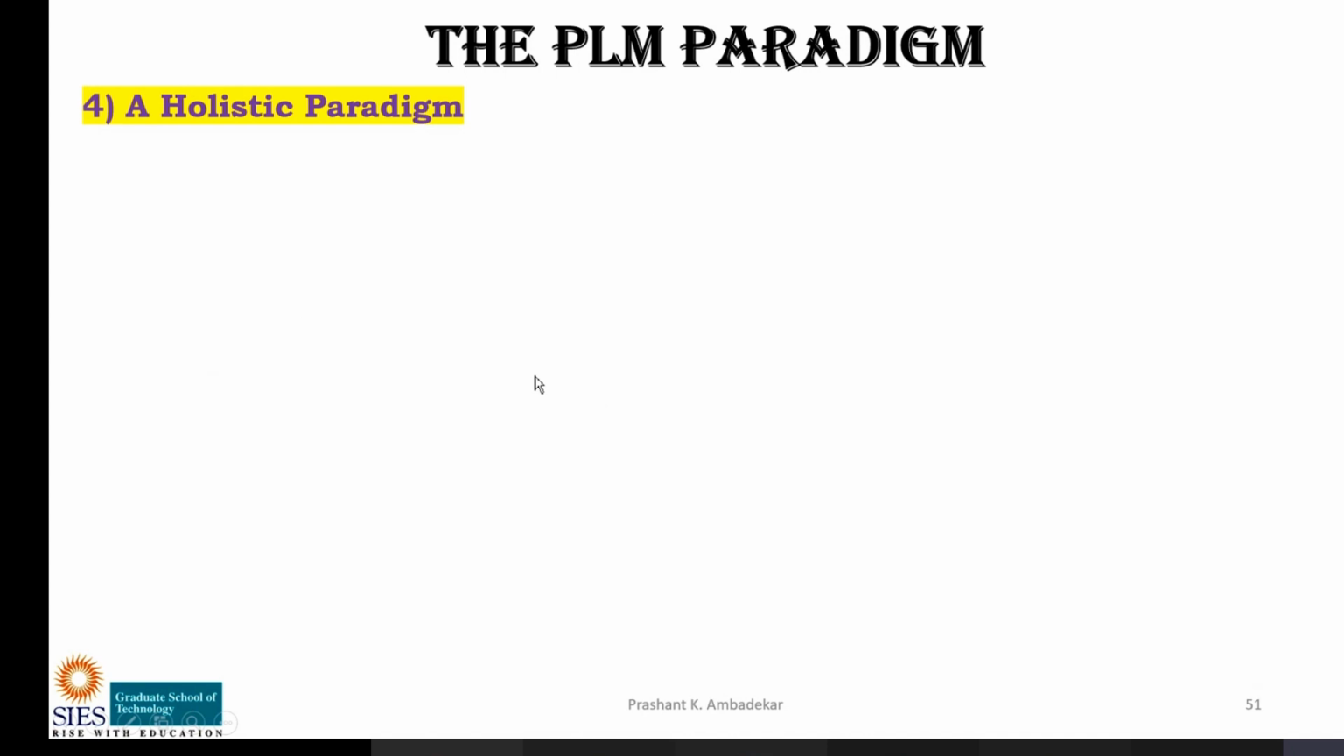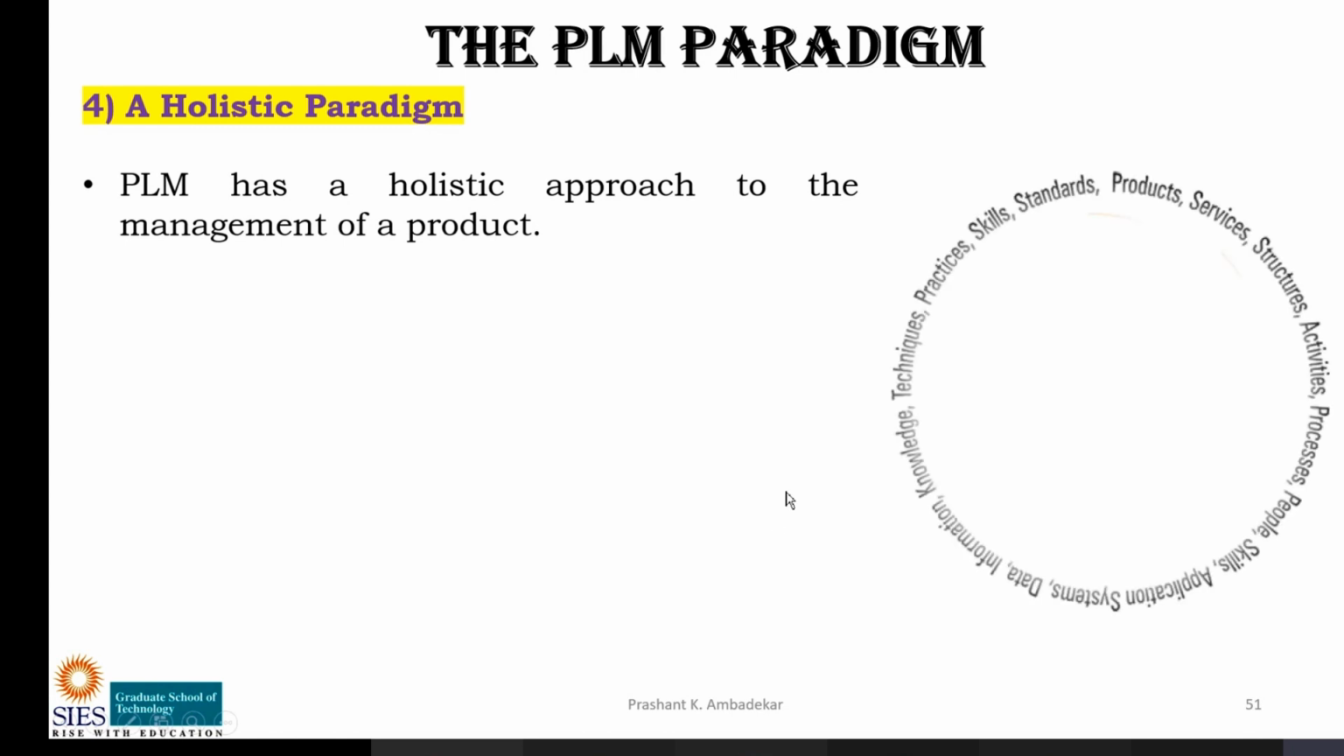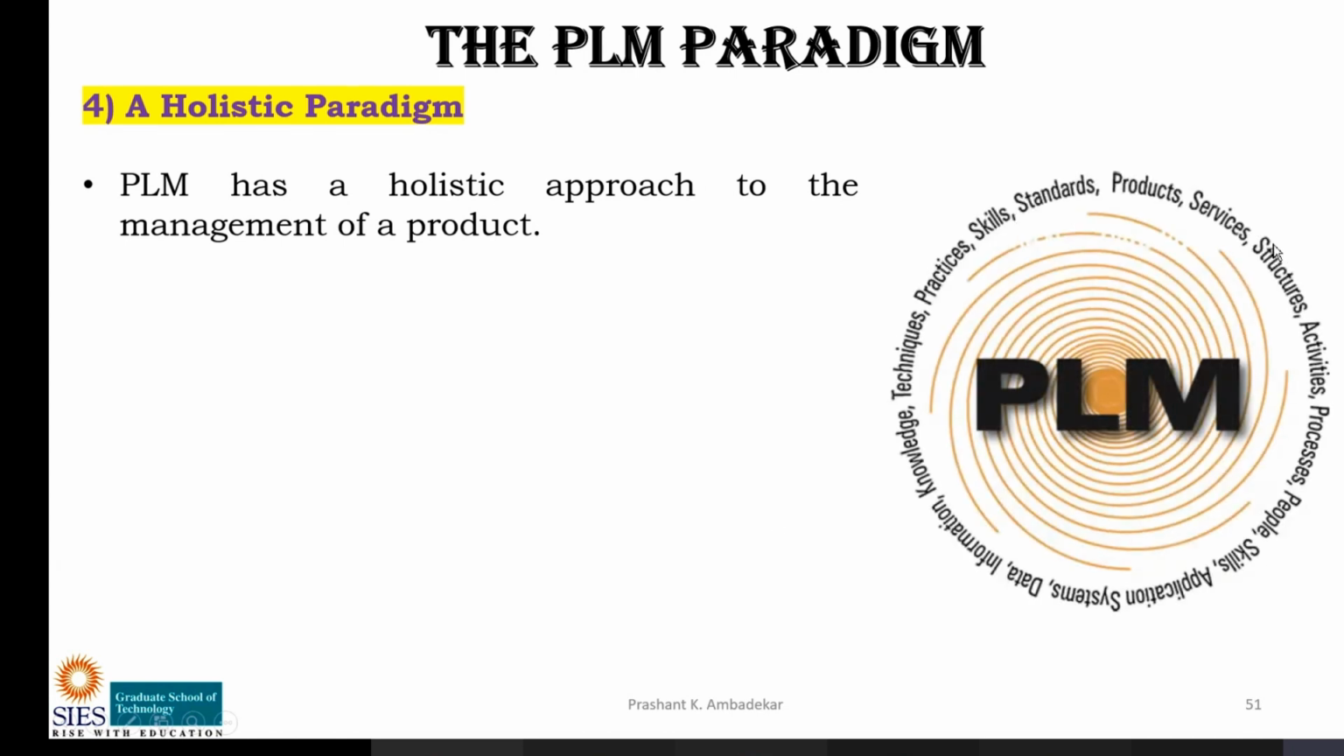Then next is a holistic paradigm. PLM, as I told, is the holistic approach. It thinks about the product in all the directions, for all the areas, for all the aspects. So it has a holistic approach to the management of a product. It thinks about the product from all these points of view: the product, then services, structures, activities, processes, people, skill, then application, system, data, information, knowledge, and so on. All these parameters and aspects are taken into consideration in the product life cycle management.